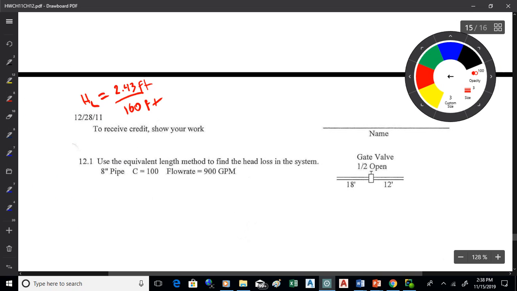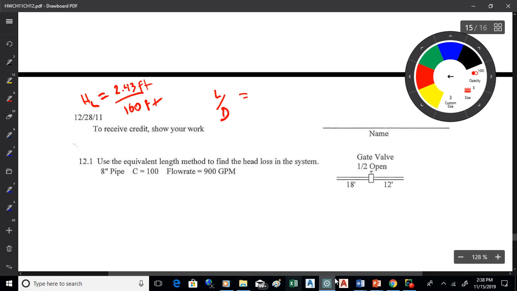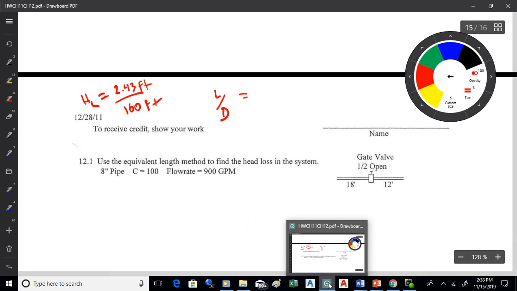All right, now the other thing we want to do is find L over D for a half open gate valve. Okay, so we can go find that. I used the head loss chart there to get the head loss, and I think that's on page 108. Then I want the minor loss chart to get the L over D value for the half open gate valve, and I believe that's on page 123. So let's have a look at that now.